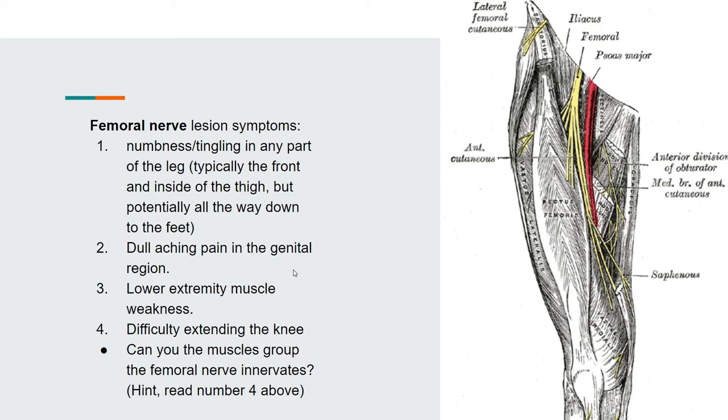Now, from all that information from the picture over here, can you see what muscle groups the femoral nerve actually innervates? So this front group of muscles on the leg, we're going to call that the quadriceps group. And so if they have difficulty extending the knee, you can test that by having them push out against your hand, see if their leg is strong, and that's a good quick test for the femoral nerve.